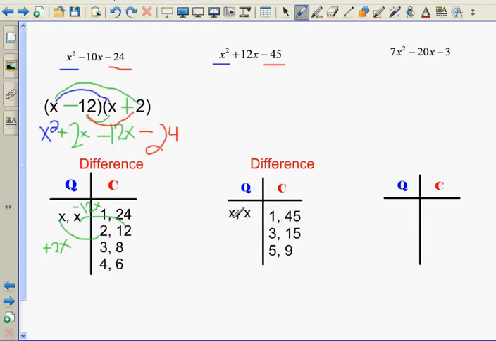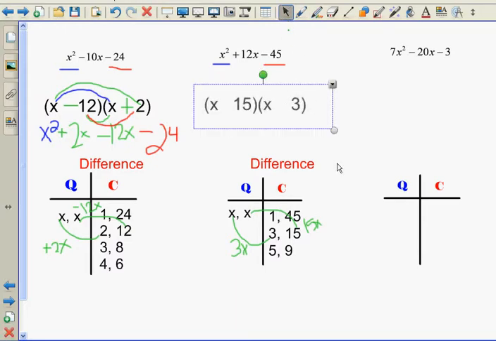If we try the next possibility, we've got a 3x. Whoa! Let's try again. 3x and a 15x. Right? And those actually do have a difference of 12. So we know that that's the possibility that we want. So we know we want x and x and 15 and 3. Now we just have to decide what signs do we want.